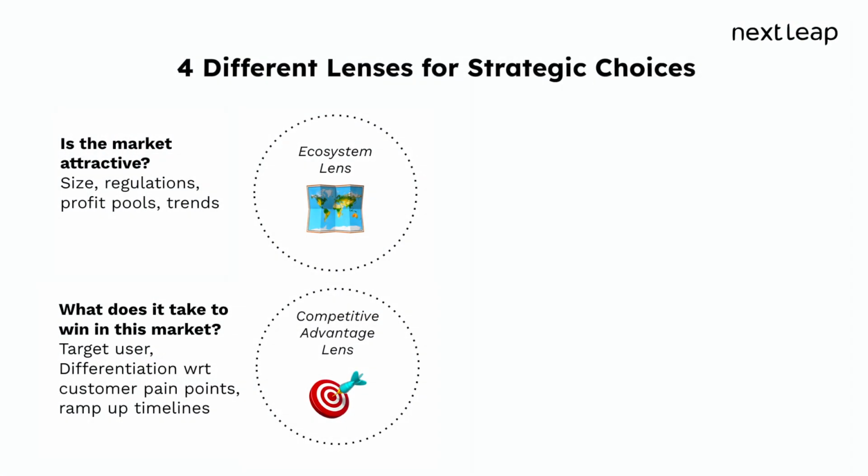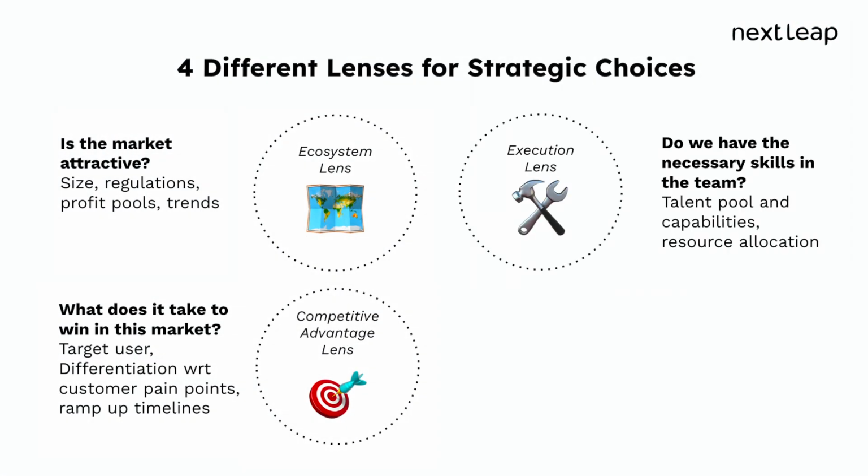The third lens is the execution lens. Do we have the necessary skills in the team? The talent pool and the capabilities, the resource allocation, how would you allocate resources? The execution lens is very, very important.